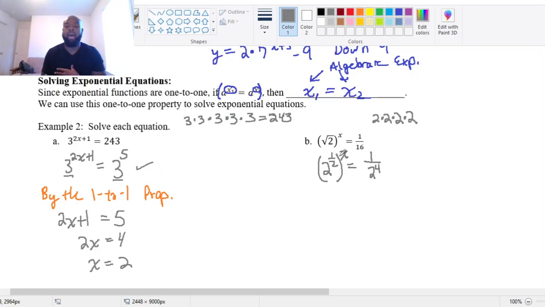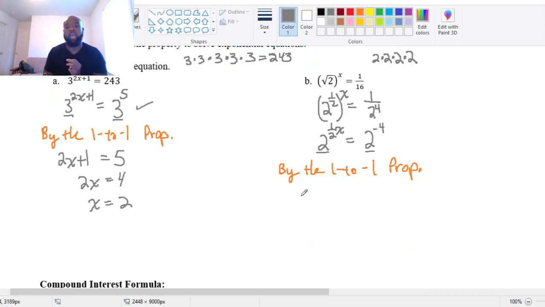But I see a power to a power, so I can use that power rule. So that would be 2 to the 1/2 times x. And here I have 1 over 2 to the 4th. I could rewrite that as 2 to the negative 4th power so that 2 won't be in the denominator anymore. Now I have a base of 2 on both sides of my equation. And so by the 1 to 1 property, I know that I could solve this equation by just equating the two exponents. So I have 1/2 x equals negative 4. I multiply both sides by 2, and I get x equals negative 8.